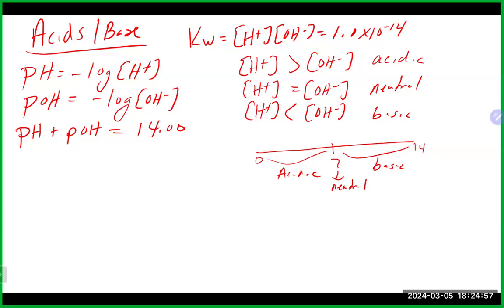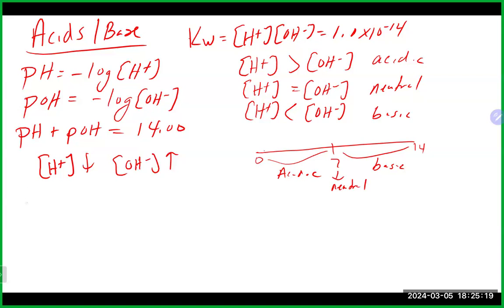The pOH scale does run opposite of the pH scale. So if you have a high pH, you have a low pOH, and vice versa, as they run basically opposites of each other. And that's because the concentrations of H plus and OH minus also run opposites of each other. So as one goes up, the other goes down, and vice versa as well.